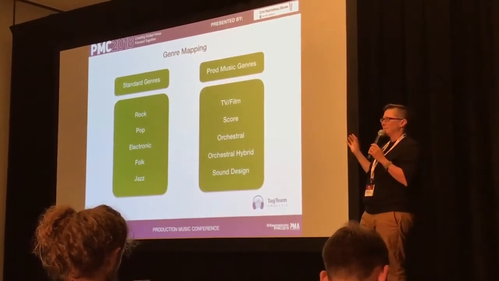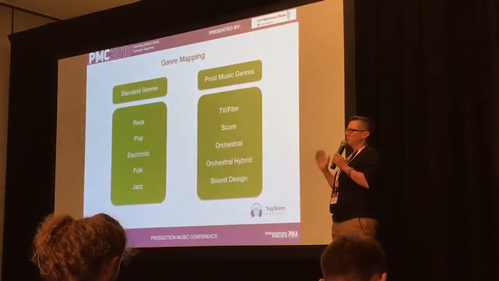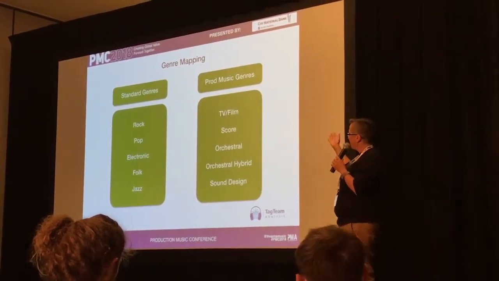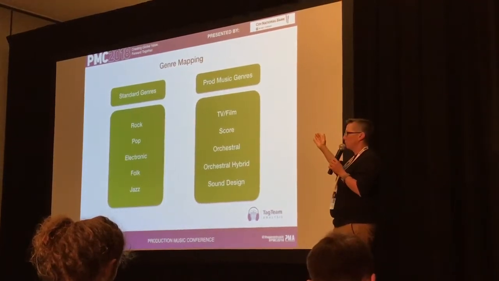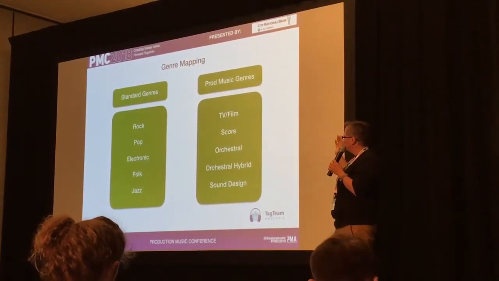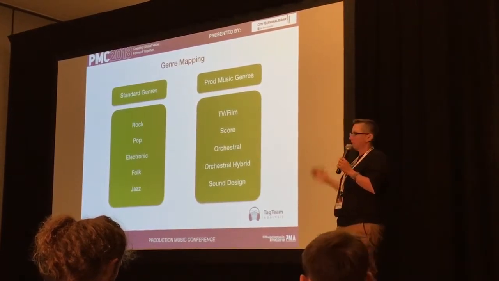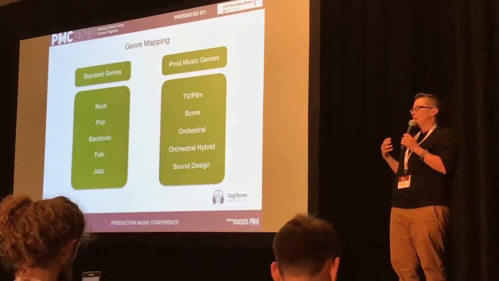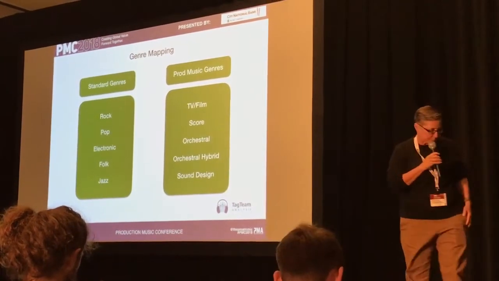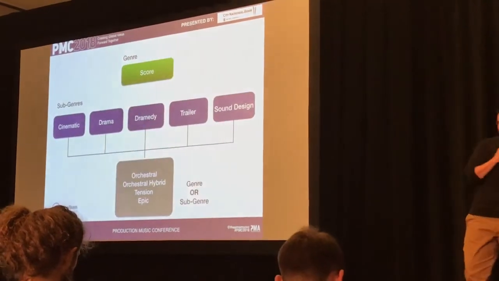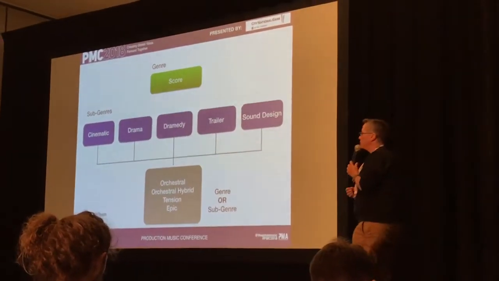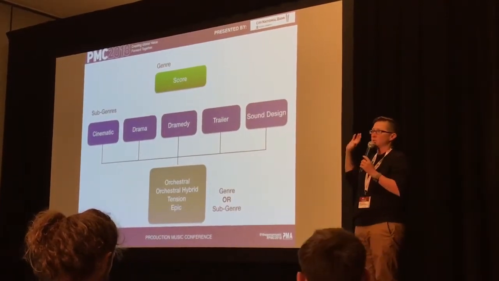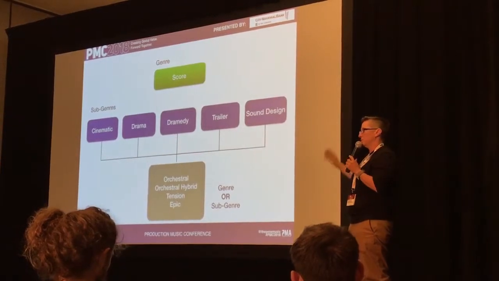Now there's no set standard way of doing this. Everybody does it different, and it's really based on your compositional dominance of your library. But these are some that have come up from my tagging practices: TV film, score, orchestral hybrid, sound design. These can all be genres if you happen to have a library that's intense with production music. So I'm going to offer you some guidelines on how you can organize your library a little bit better internally, and so we're going to work mainly with just production music and production music subgenres.